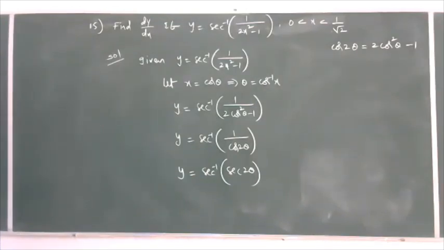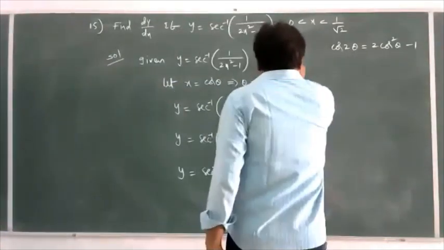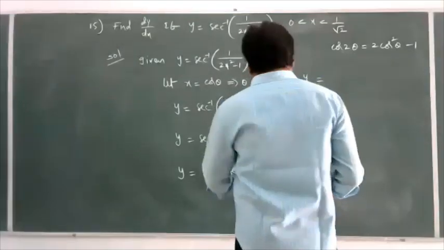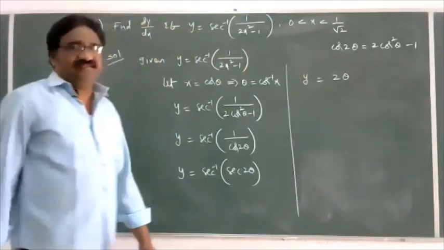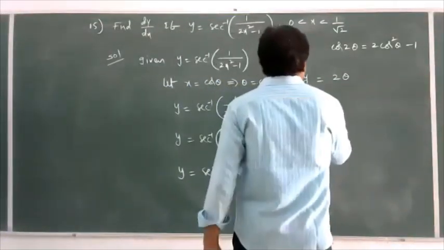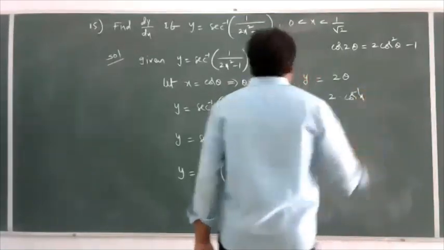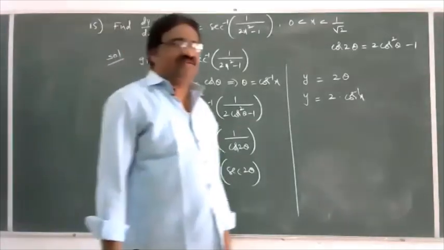Yes, we know secant inverse of secant x is equal to x. So here you get y is equal to secant inverse of secant 2 theta, which is 2 theta. So what is theta here? y is equal to 2 into cos inverse x.